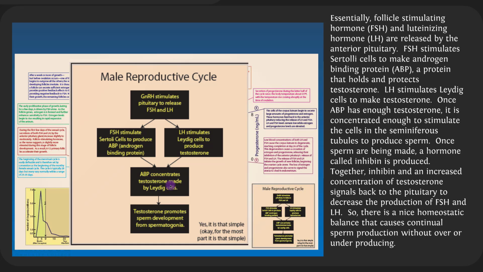Together then with another hormone called inhibin and an increased concentration of testosterone, that can signal back to the pituitary to decrease the production of FSH and LH. So what we have here is a nice homeostatic balance that causes continuous sperm production without over or under producing it.